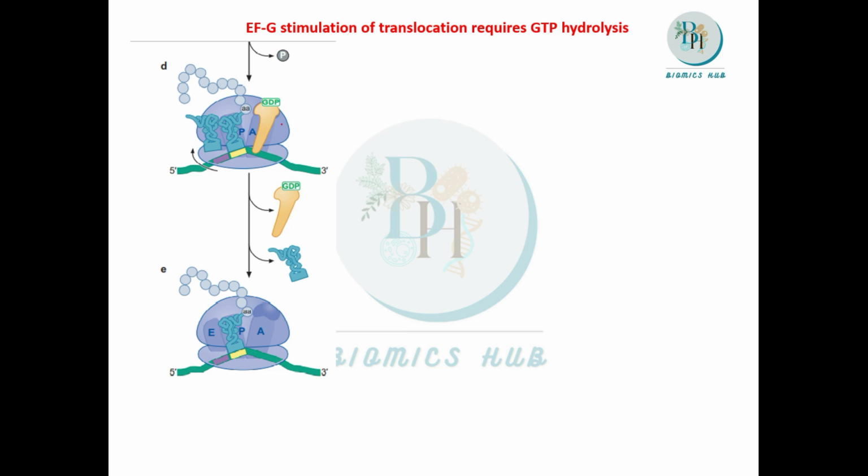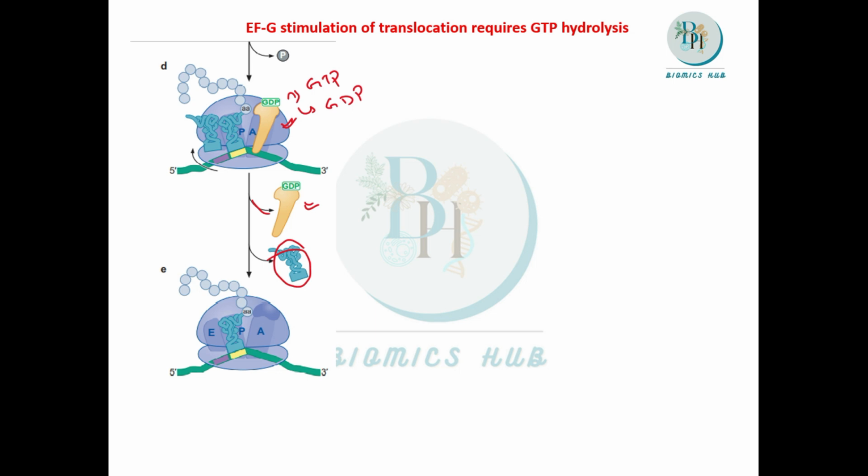In this way, the EFG which is present will change its structure and bind in the A site, and after that it will hydrolyze. It was in the form of GTP, then when it changes its shape, it transfers into the GDP form. GTP is hydrolyzed in this way, and from here the GDP will be removed, and from the exit side the removal of the tRNA takes place.